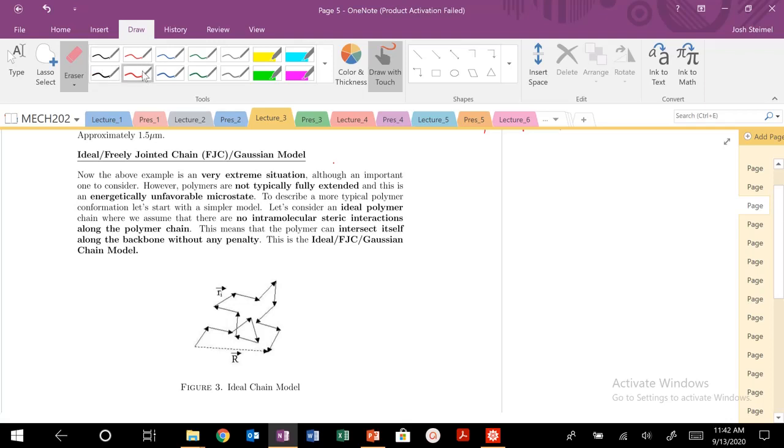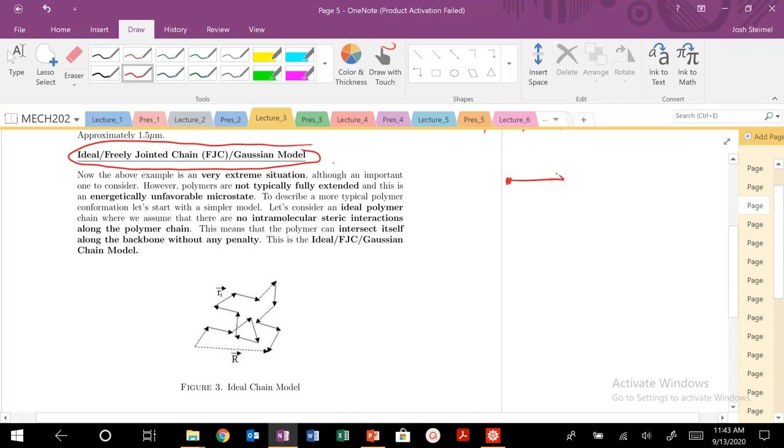Back today, and we are going to talk about our first polymer chain model, the ideal or freely jointed chain or Gaussian model. So we're going to start off simple, as we're going to see here, with some basic assumptions in this model to build up our polymer chain. And basically what we're going to build up is from monomer to monomer. So we are going to build up from monomer 1 with some length of L1 to monomer 2, L2.